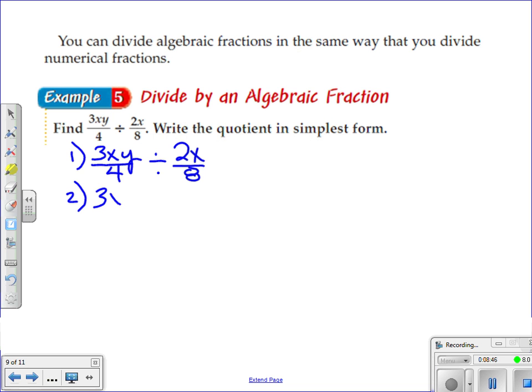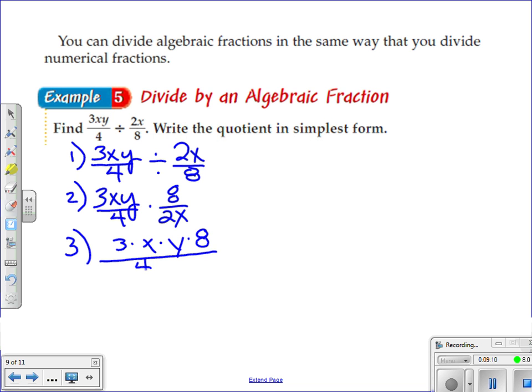So we have 3xy/4 times 8/2x. Let's write that so it's all on the table. 3xy. Now, wait a second. Hold on, let me do that differently. Let's just do it as another step. That's the way we did it before. So step number 3, 3 times x times y times 8, all over 4 times 2 times x.